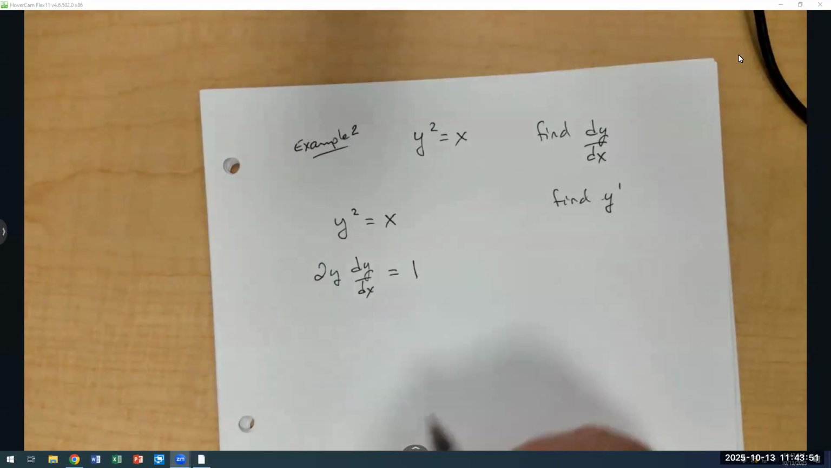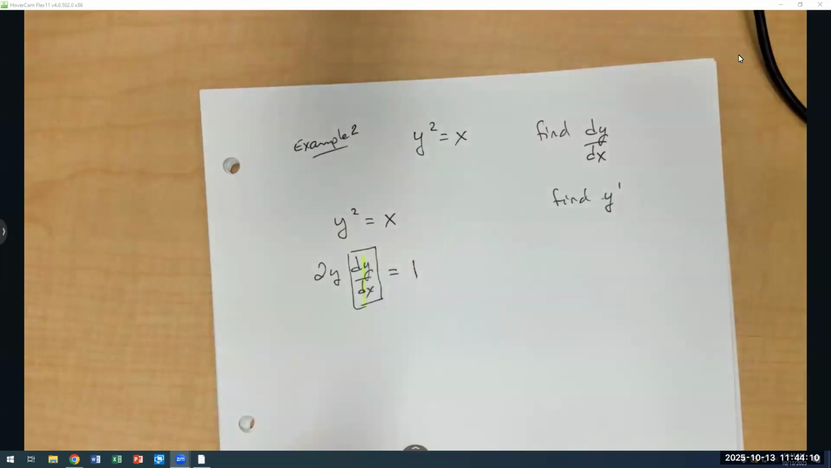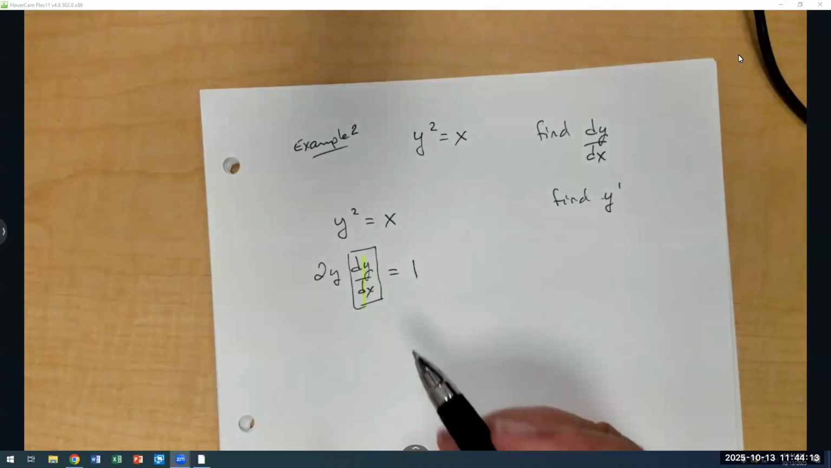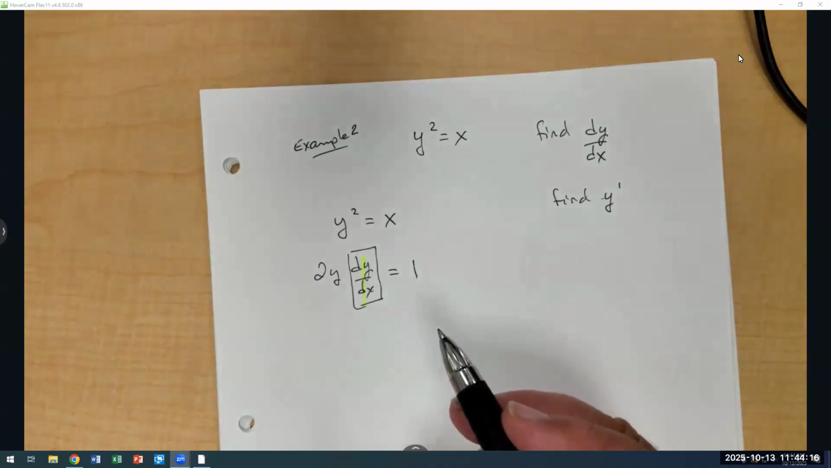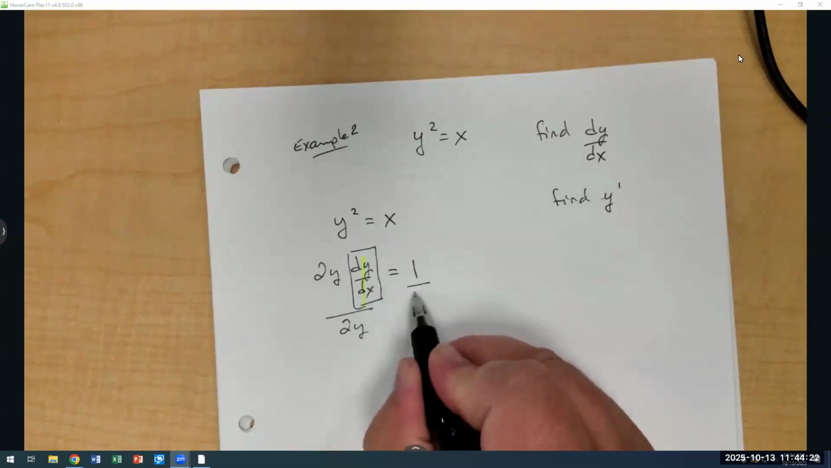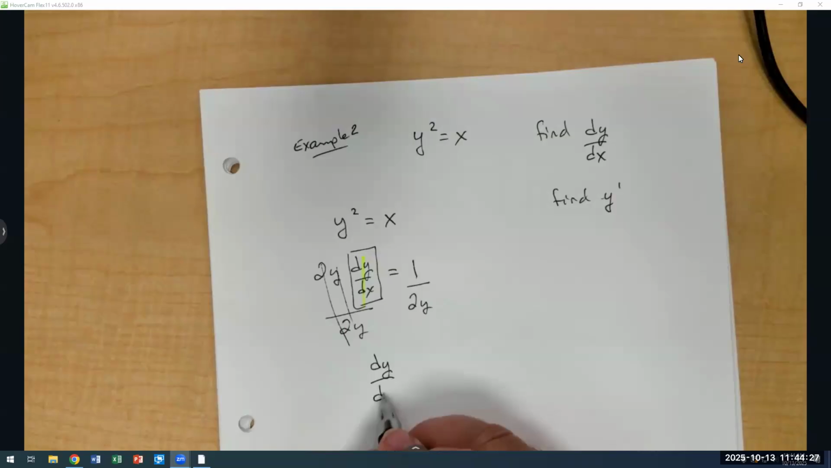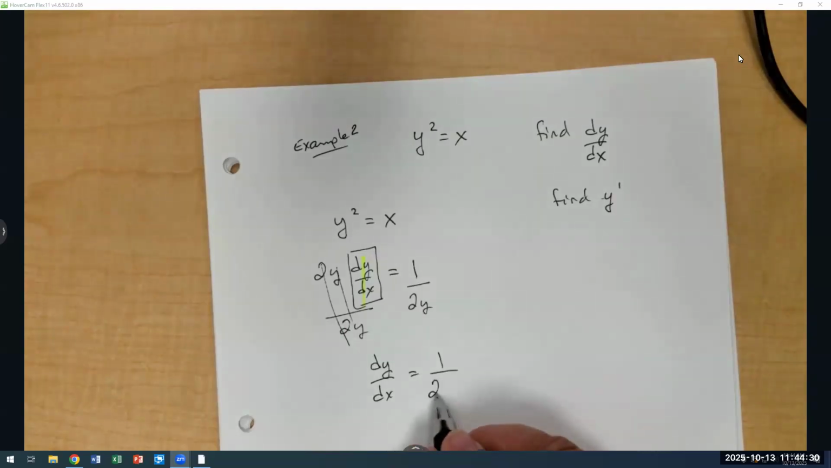So what's my next step? Isolate the dy over dx. Very good. I want to keep that by itself. How do I get it by itself? Divide 2y on both sides. Right, I know what you meant. So dy/dx is 1 over 2y.